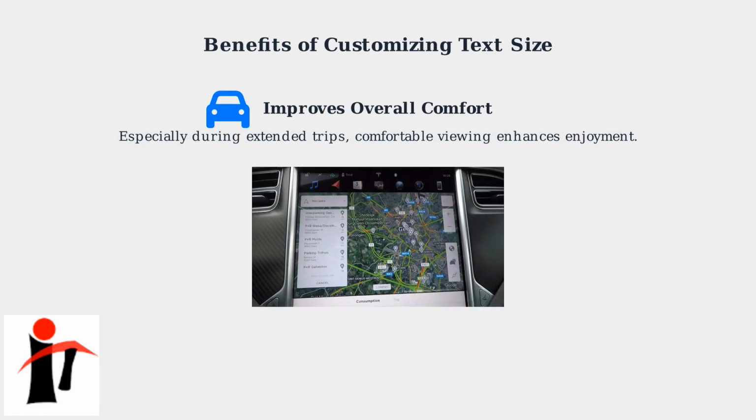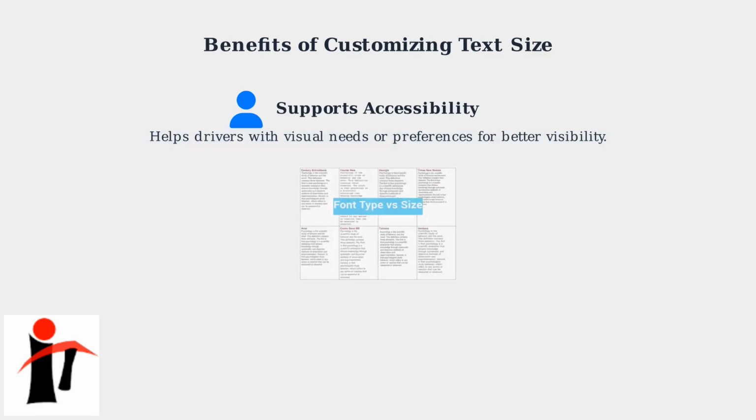Third, it improves overall comfort. On long drives, the right text size makes interacting with the display more pleasant and less tiring, contributing to a better driving experience. Finally, it supports accessibility. This feature is especially valuable for drivers with visual impairments or anyone who prefers larger text for improved visibility and safety. These benefits make text size customization a valuable feature for safer and more comfortable Tesla driving.